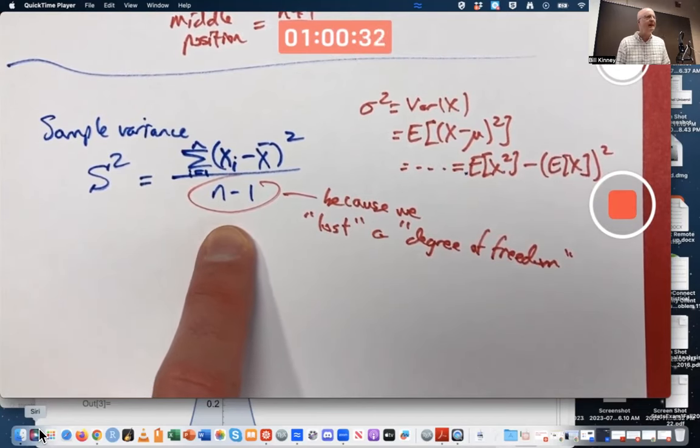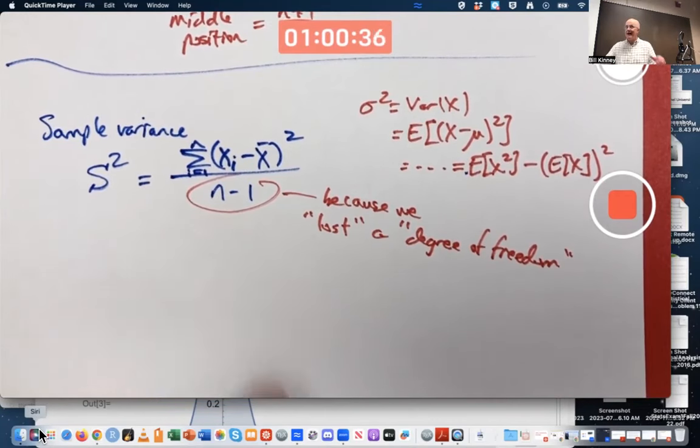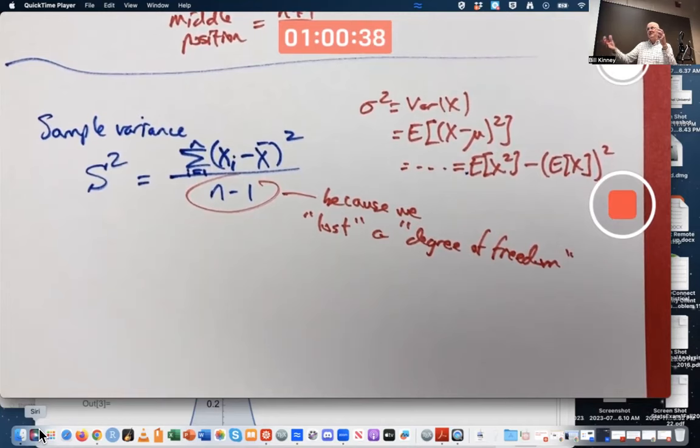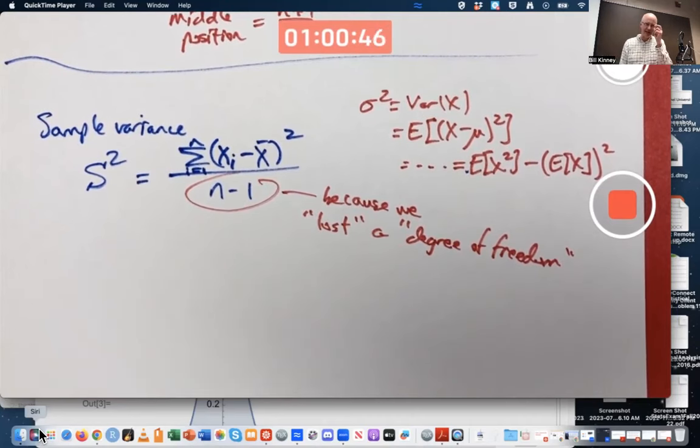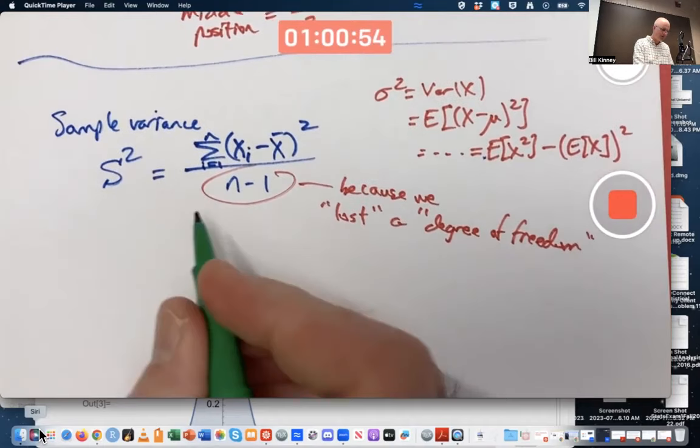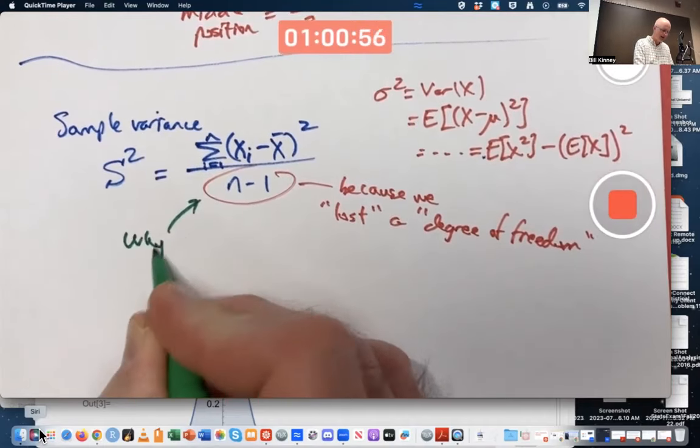Does everybody divide by n minus 1 instead of n? No, they don't. It's a matter of debate. Should a statistician divide by n or n minus 1? What do most people do? Most people divide by n minus 1, not n. Why?